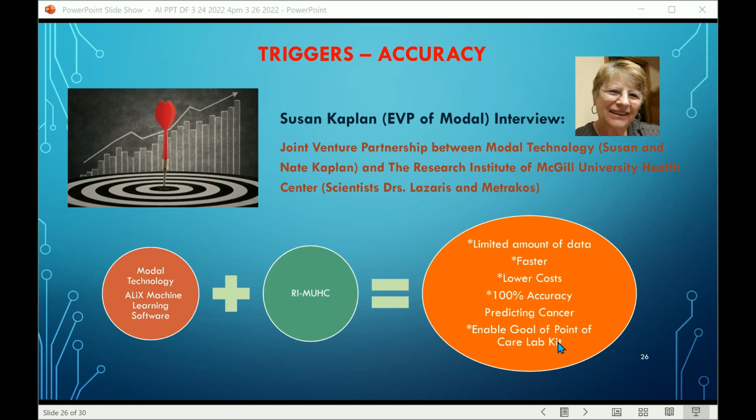Lazarus and Matrakis. And those two working together brought about a synergy that basically compressed the network, used less data, and got a non-statistical, mathematically provable training solution in a single run. So that was a lot faster, and answered the researchers' hypotheses. They were able to lower costs and get 100% accuracy predicting cancer by ranking the biomarkers, and they figured out it was now feasible to develop a point-of-care lab kit for early cancer detection. And presently they're working with investors to make that dream a reality.